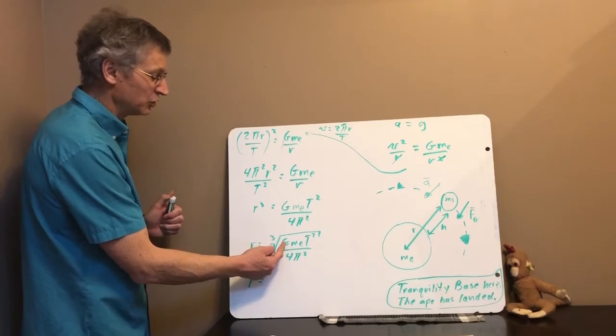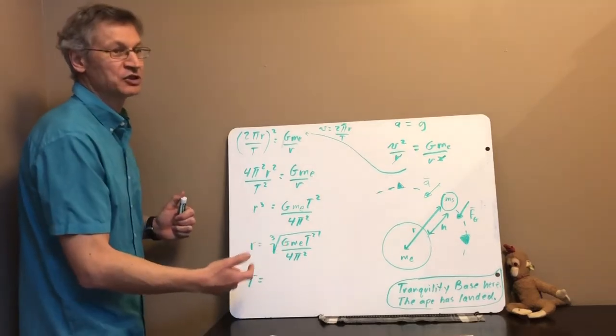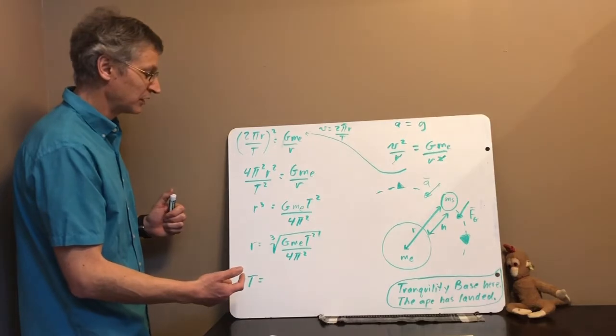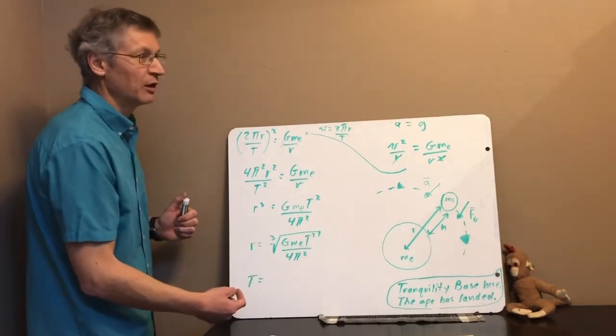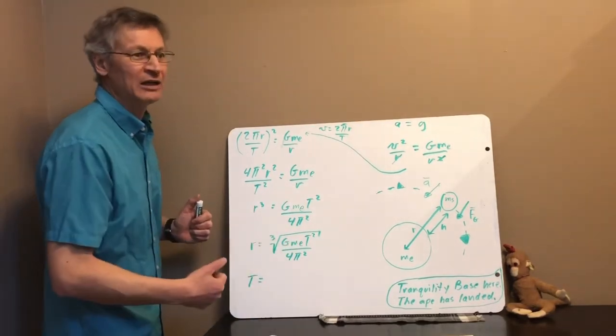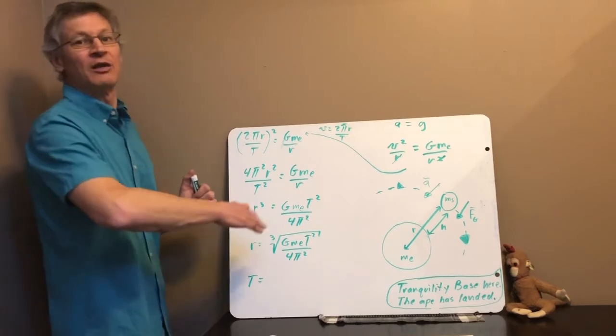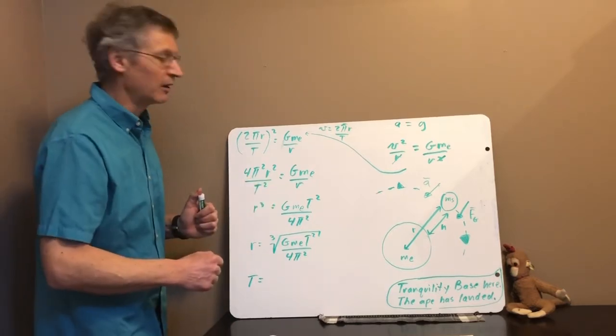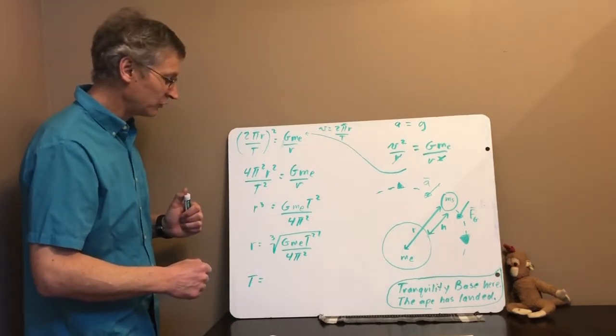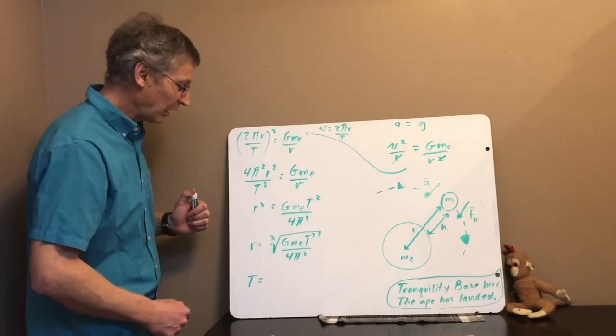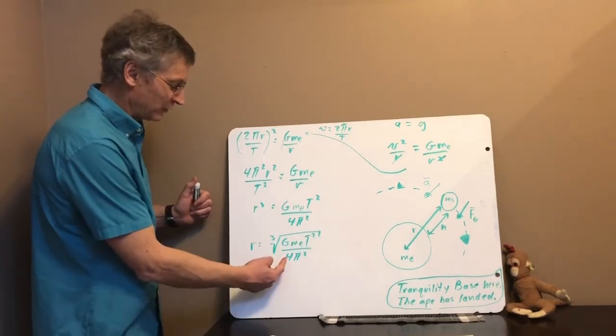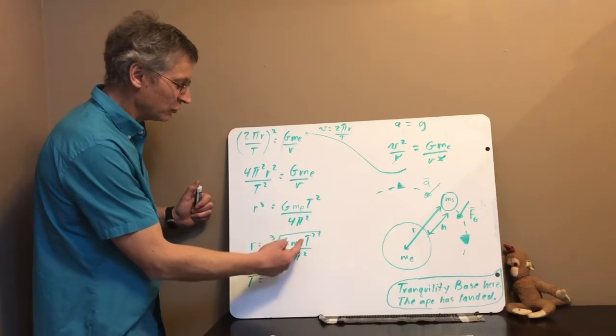G, the gravitational constant, we know what that is, 6.67 times 10 to the minus 11. Mass of the Earth, I think it's 5.98 times 10 to the 24th. It's on the table of solar system data with the Kepler's laws stuff. 4, that's easy. Pi squared, that's easy too.